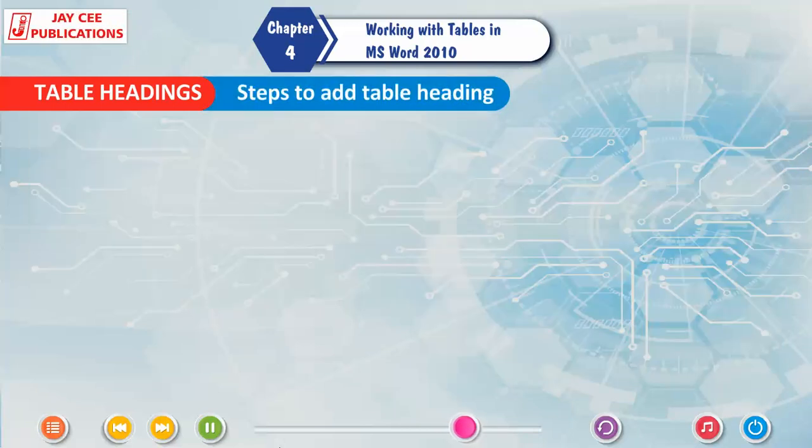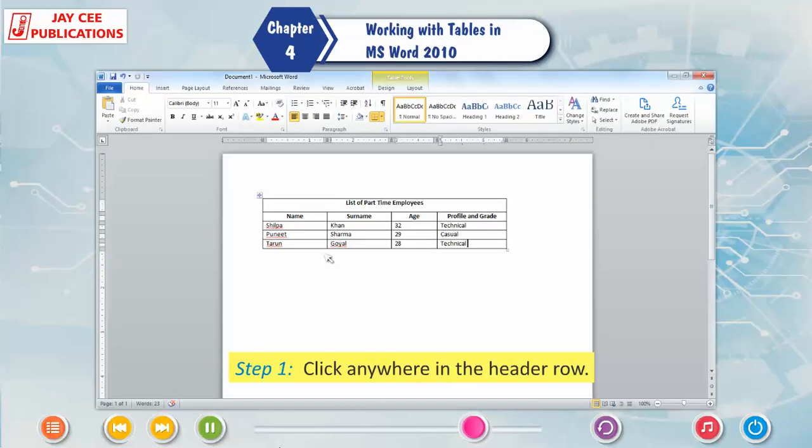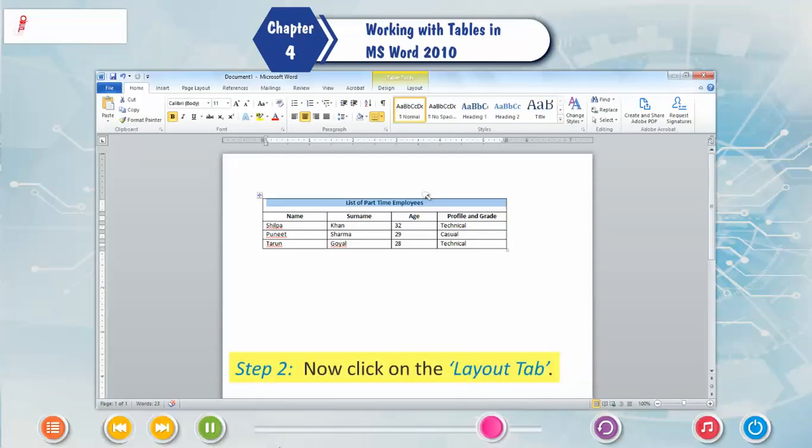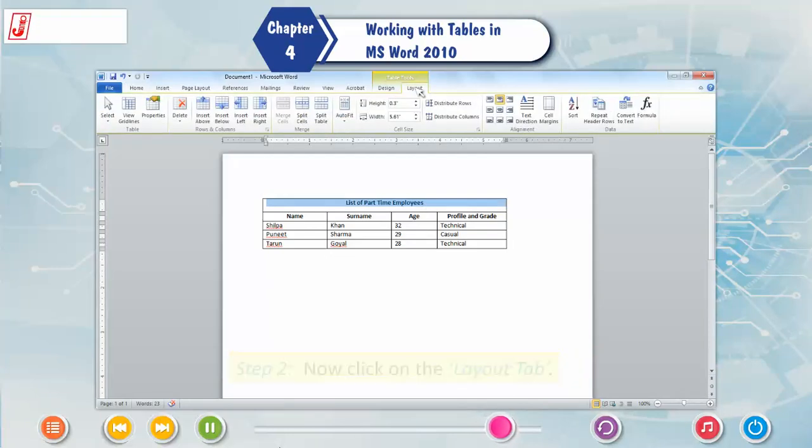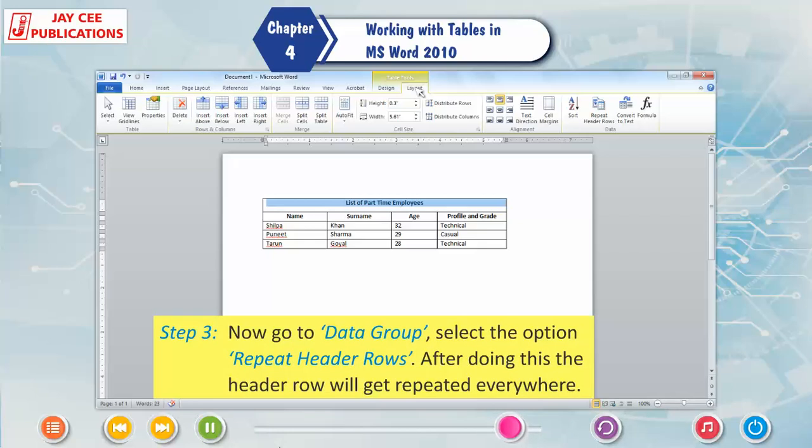Steps to add table heading. Step 1. Click anywhere in the header row. Step 2. Now click on the Layout tab. Step 3. Now go to Data Group. Select the option Repeat Header Rows. After doing this, the header row will get repeated everywhere.